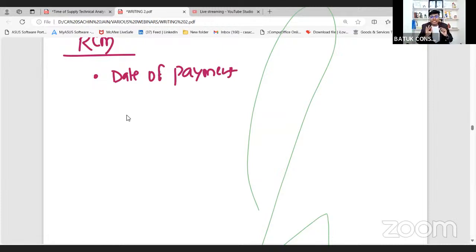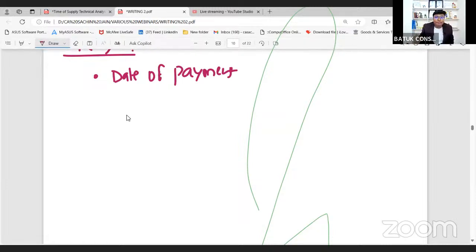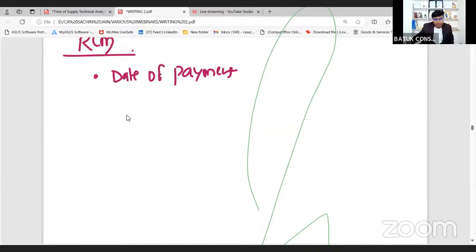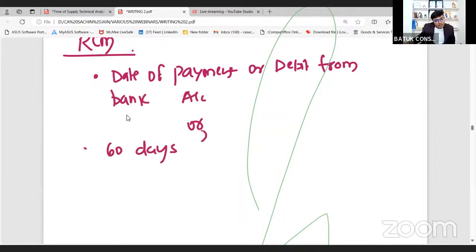In that case also, the supplier, that means the recipient, has to make the payment of the taxes under reverse charge mechanism. So I am determining the time of supply accordingly. Okay, so date of payment or debit from bank account, or 60 days from the invoice, whichever is earlier, that will be treated as my time of supply in case of supply of services.